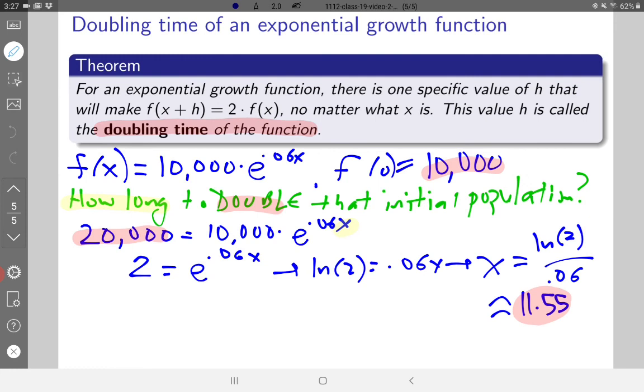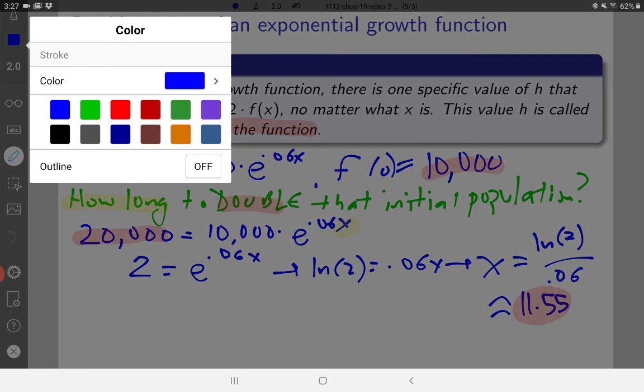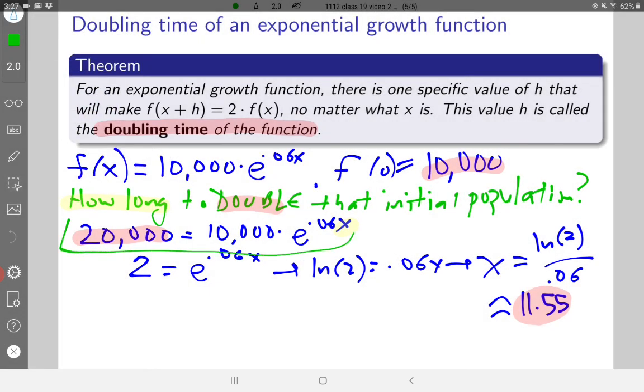That's what I've stated in this theorem box up here. In this case, that's the role of that little h that I have in the theorem. That's the doubling time. You can always solve for it by doing something like I did here, setting up an equation, setting the exponential growth function equal to twice its initial value, and then solving for the input x that would make that happen.